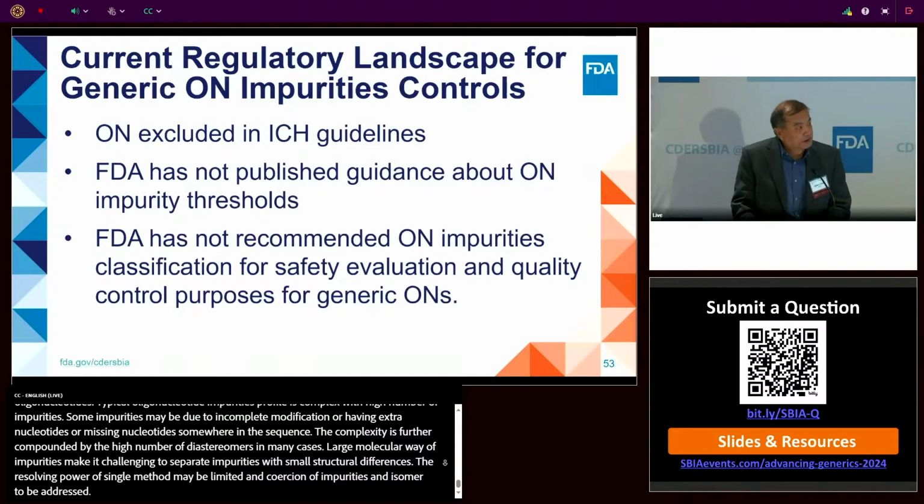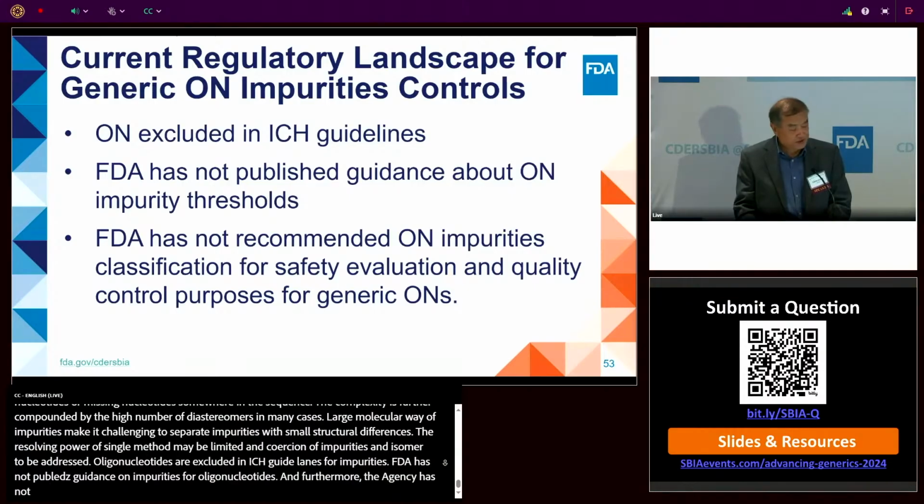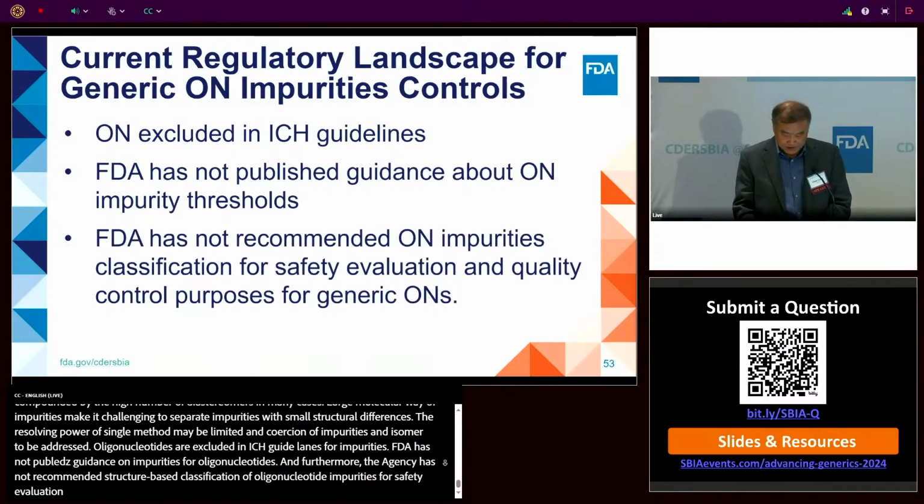Oligonucleotides are excluded in ICH guidelines for impurities. The FDA has not published a guidance on impurity thresholds for oligonucleotides. And furthermore, the agency has not recommended structure-based classification of oligonucleotide impurities for safety evaluation and quality control purposes for generics.